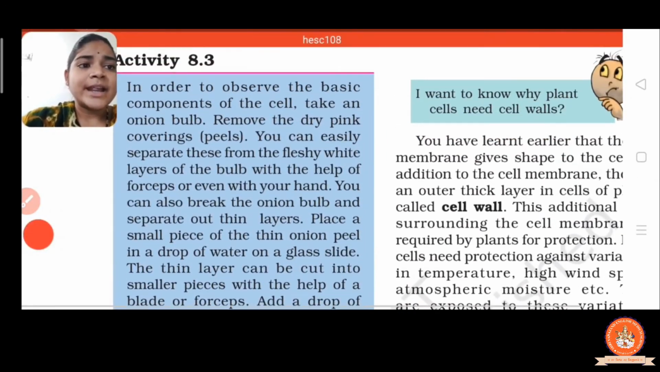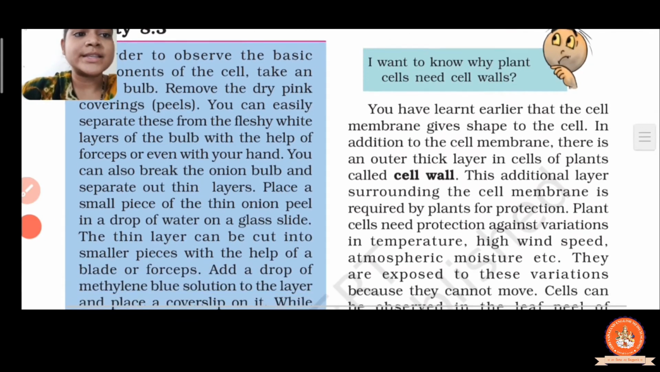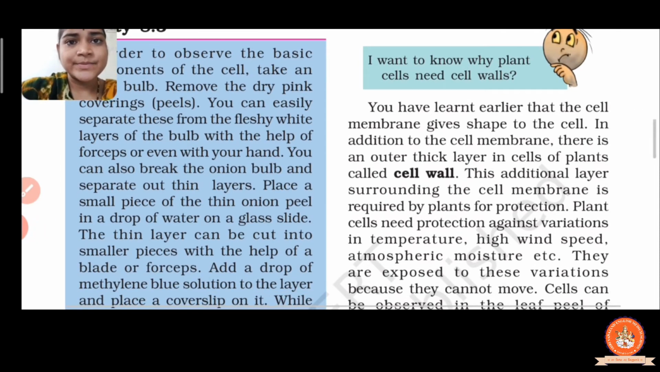Right? And you have learned that the cell membrane gives the shape to the cell. So in the previous section, part 2, we learned that the cell membrane provides the shape to the cell. And in addition to the cell membrane, the outer thick layer in the cell of a plant is called the cell wall. So the cell wall is present only in the plant cell, it is not present in the animal cell.